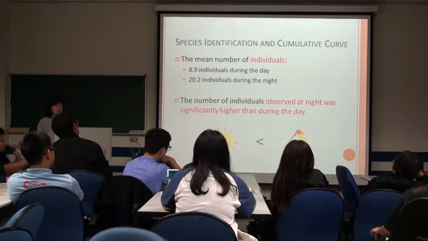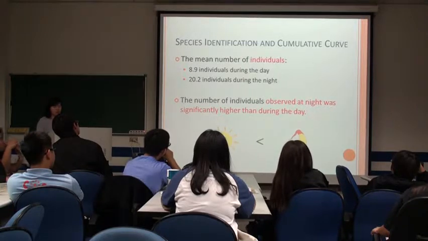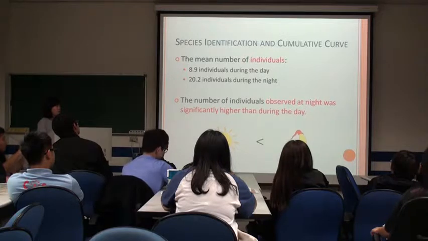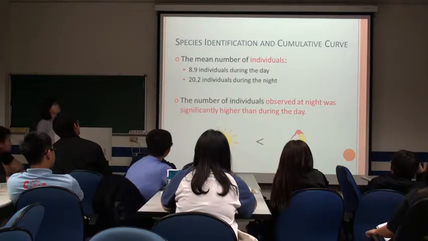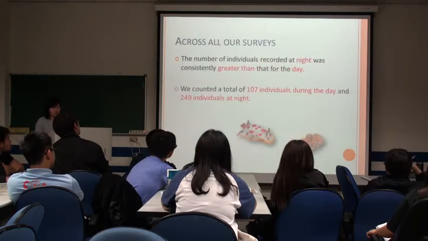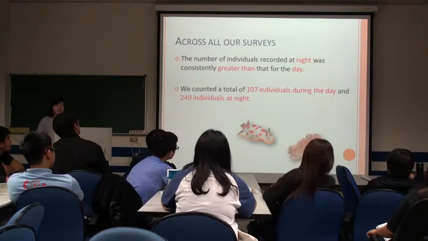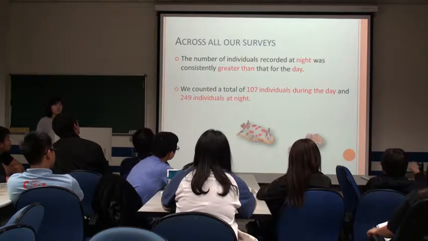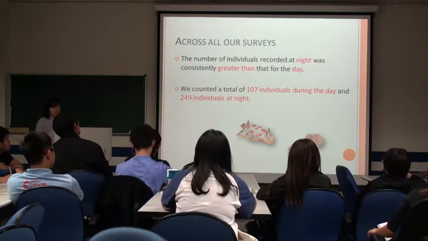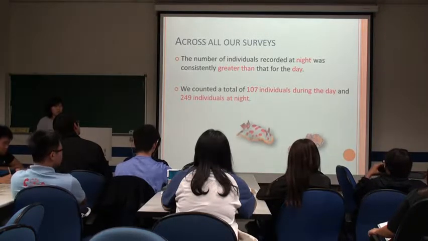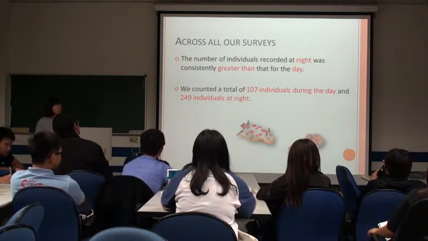And let's see the mean number of individuals. The number of individuals observed at night was significantly higher than during the day. Across all our surveys, the number of individuals recorded at night was consistently greater than during the day. And we can see the number at nighttime is double that of the daytime.